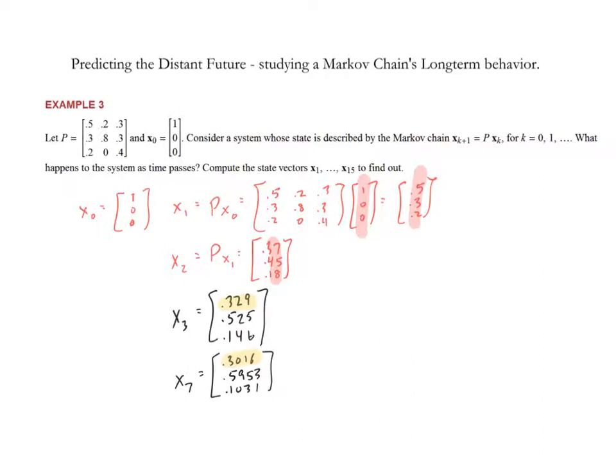Let's go to x12 and see what we get there. x12 is 0.30005, 0.59985, and then 0.10010. All right. So not a lot of change. And again, we've gone forward into the future by 5 years if this is a population problem. And not any significant changes.